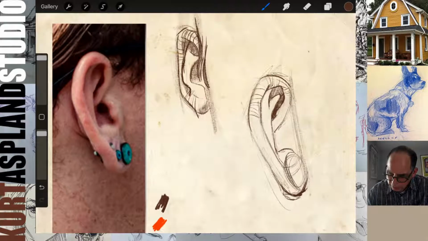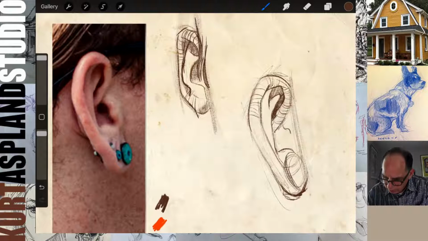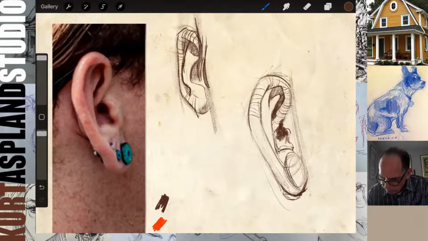So this is one aspect of getting better at drawing portraits. When you take each piece, ears, nose, eyes, mouths, lips, and you just practice looking at the subtleties of them by themselves. Then when you bring them all together, you'll be a little better.